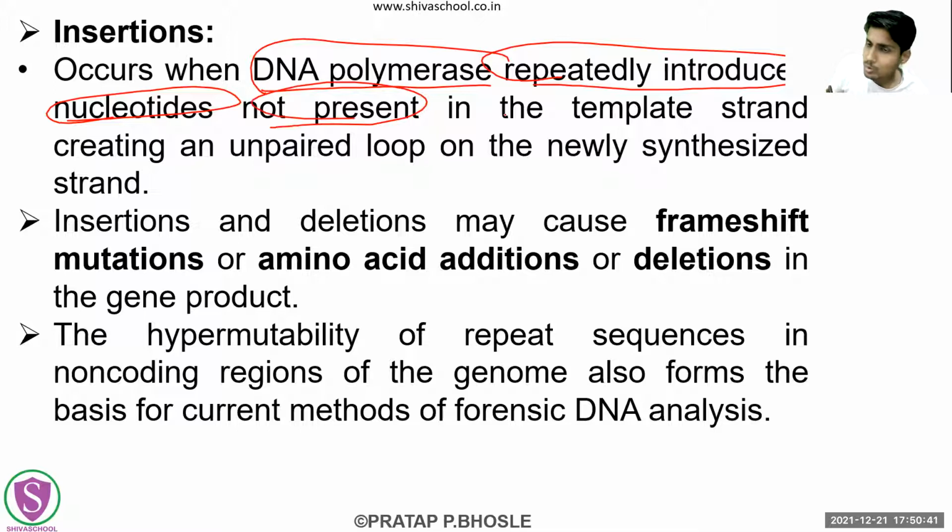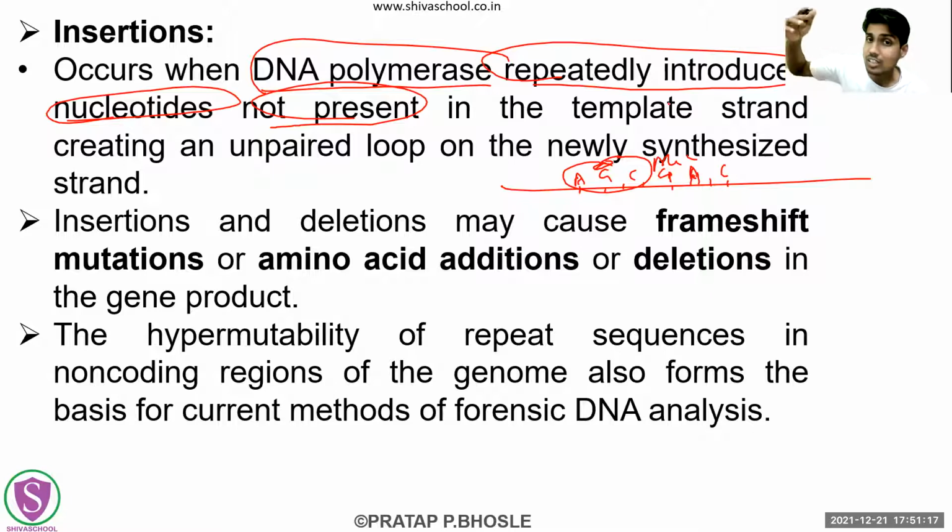In reality, there were only adenine, guanine, cytosine, guanine, then adenine, cytosine. But this is what the DNA polymerase is doing. After this AGC, it is not adding this GAC. It is again adding AGC, because of some mistake, some error. The DNA polymerase is adding that AGC which is not present. After that AGC, actually GAC is present, but DNA polymerase is adding this AGC. So the codons AGC are being inserted by this DNA polymerase.